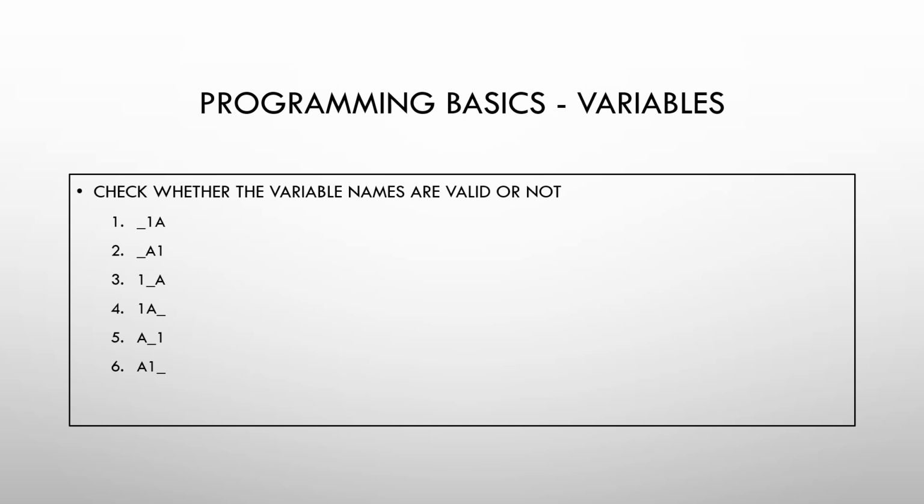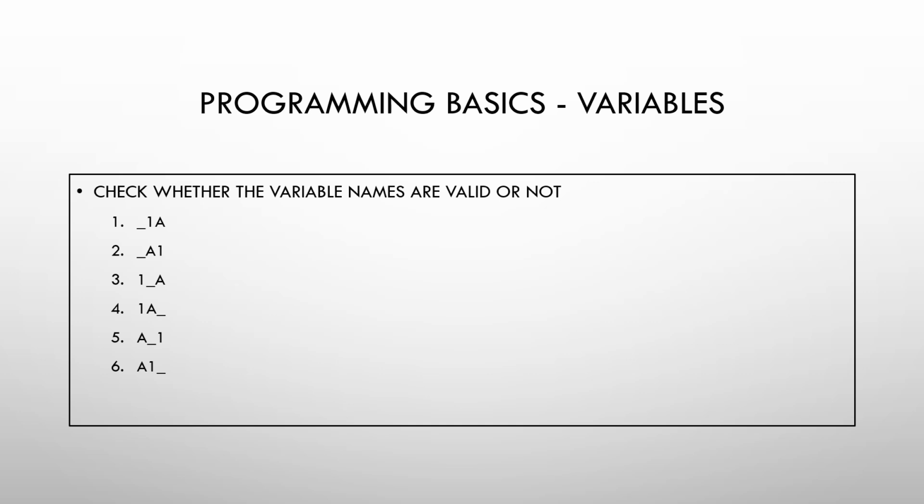Now let us check whether we understood the naming constraints of variables. See the first one, the first variable underscore 1a, it is a valid one because it started with underscore. And see the second one, it is underscore a1, again it is also started with underscore, so it is a valid one. And see the third variable name 1 underscore a, so a variable name should not start with number, so 1 underscore a is not a valid variable name.